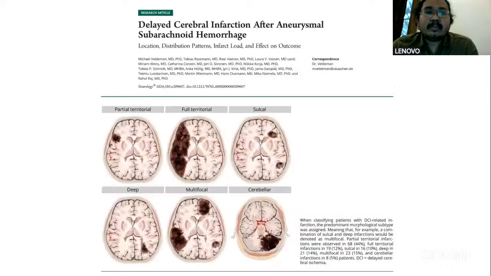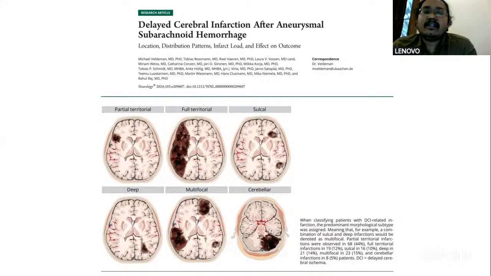We have a very good paper in the Neurology journal in 2024, where they did a prospective study. Whenever there is an aneurysmal SAH and there is DCI, they collected all the data and tried to see whether the infarcts are territorial or non-territorial. At least two-thirds of the infarcts were territorial. Whichever artery is involved in that territory, they are able to see infarcts. So at least two-thirds of cases are so.